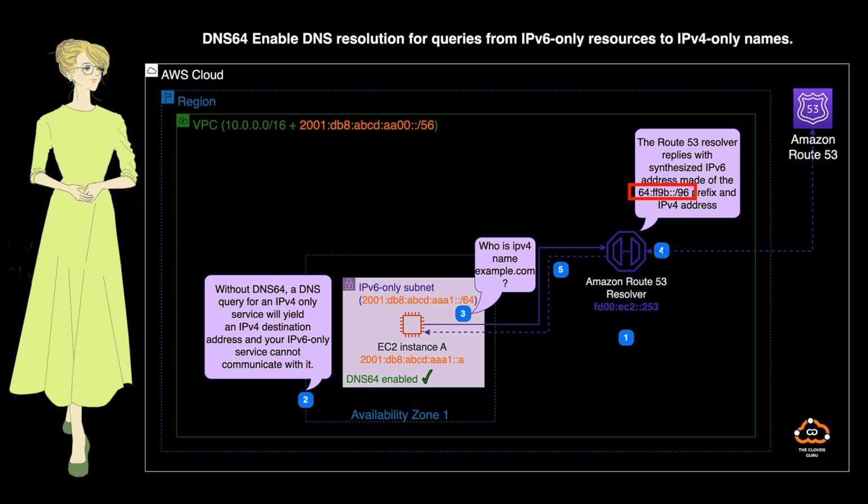The Amazon Route 53 resolver replies with a synthesized IPv6 address made of the well-known 64:FF9B::/96 prefix and the IPv4 address.